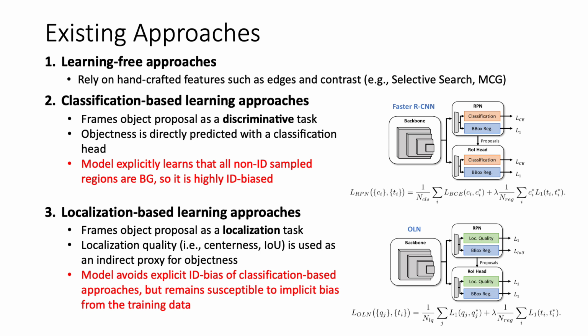A newer style of method is the localization-based learning approach. These models frame object proposal as a localization task, where a localization quality metric, such as centerness or IOU, is used as an indirect proxy for objectness. While these models avoid the explicit ID bias of calling all non-labeled regions background, they remain susceptible to implicit bias depending on the training data.